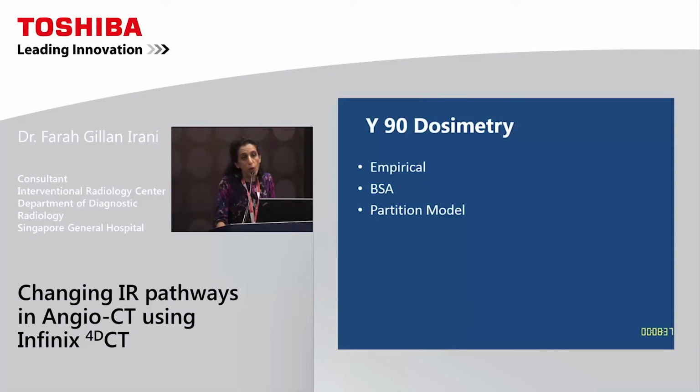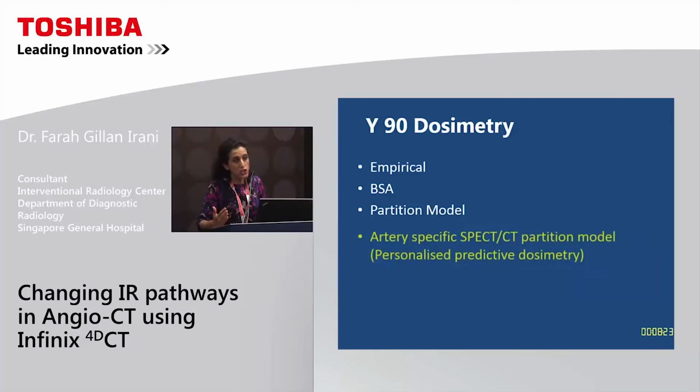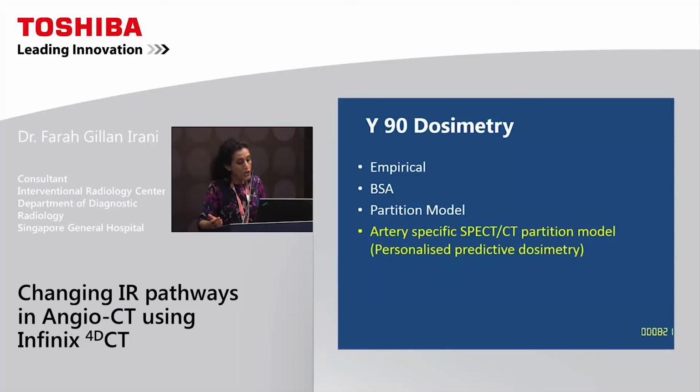So the most important change that has happened with the arterial CT is Y90 dosimetry. There are three very important ways that you can do dosimetry calculations for Y90. They are the empirical, the BSA, or body surface area, and the partition model. We've taken the partition model one step further by doing the artery-specific SPECT-CT partition model, also known as personalized predictive dosimetry.